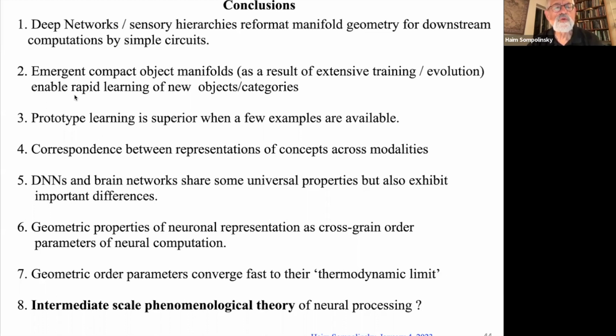Okay, so I showed you that these object manifold representations enable rapid learning of new object categories. They are the actual algorithm by which you make a decision on the basis of a few examples. Actually, prototype learning is superior to other more sophisticated methods if you have only a few examples. And another thing that's remarkable, as I showed you briefly, is the representation of the same concepts in different modalities. And remember, I started with the question, what is the grounding of objects, a kind of philosophical question. And here is a partial answer.